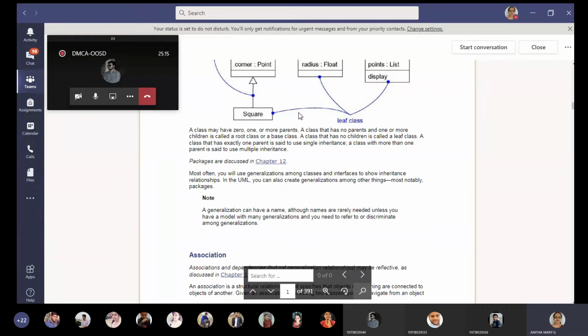So here are four things you have to remember. First, generalization is a kind of relationship, and a class may have 0, 1 or more parents. If 0 parents, then it is a base class. If 1 parent, then it is single inheritance. If it has more than 1 parent, then it is multiple inheritance. Make note of that, and the example I just told can be covered when you are explaining that.